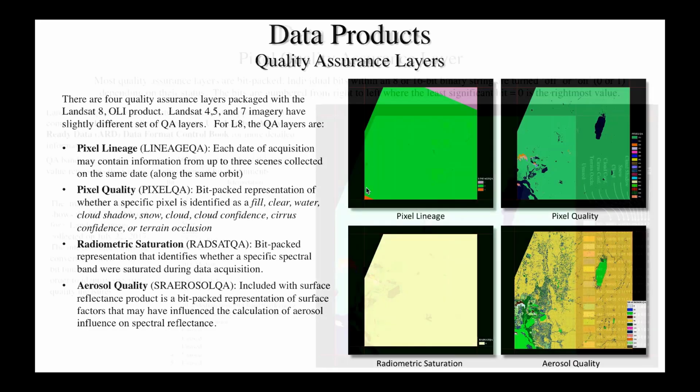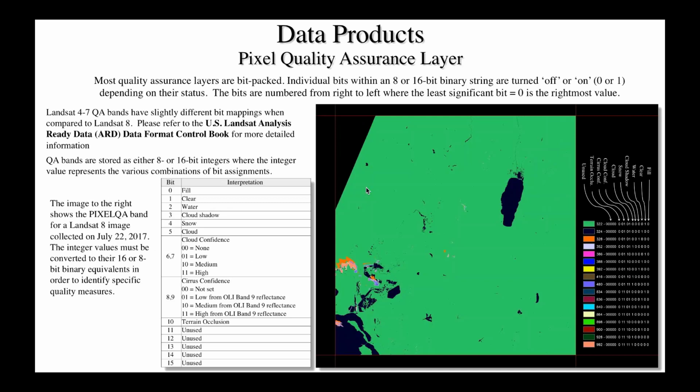So here's the pixel quality layer. And for those of you who are not aware of how USGS has been organizing these, these are bit-packed data sets. So they're 16-bit data sets in the case of Landsat 8. And each bit or pair of bits within the 16 bits has been assigned a certain flag or a certain category. So you can see on the left-hand side there, the table. So bit 0 is a fill pixel. So it tells you whether it's a fill area or not.